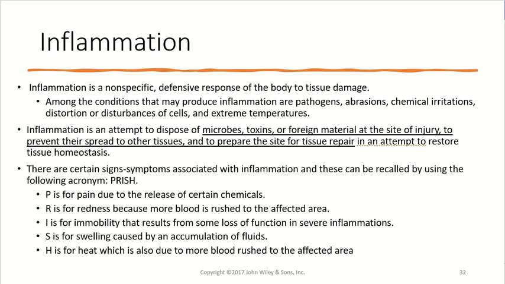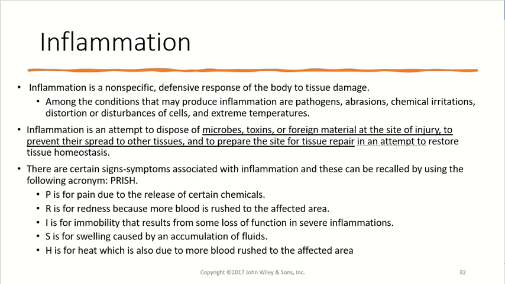And this is done in order to prevent the spread of this injury to other tissues. It's also going to be really important in preparing the site for tissue repair. And this is done in an attempt to restore tissue homeostasis.